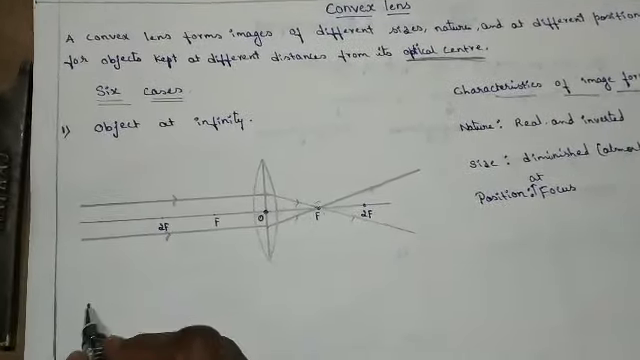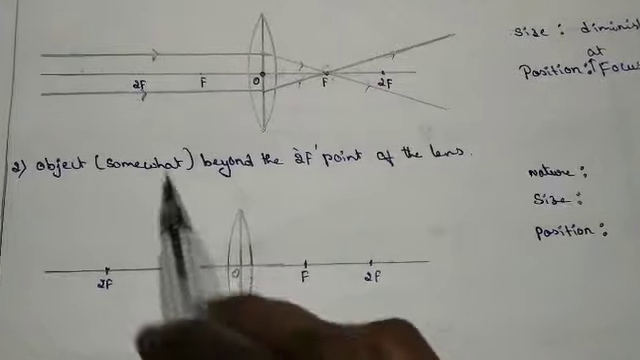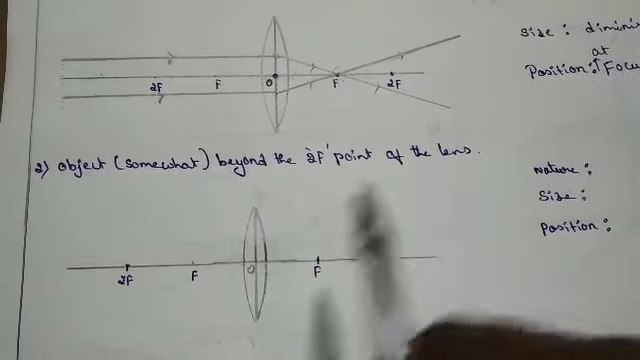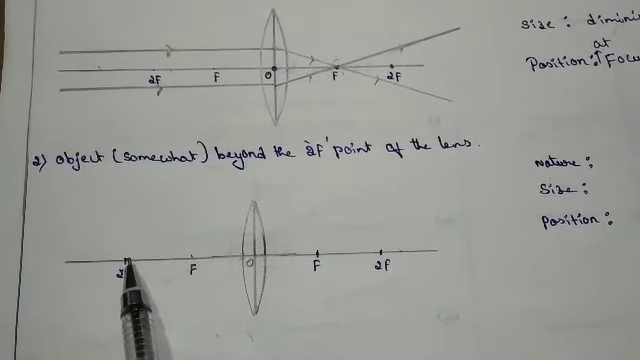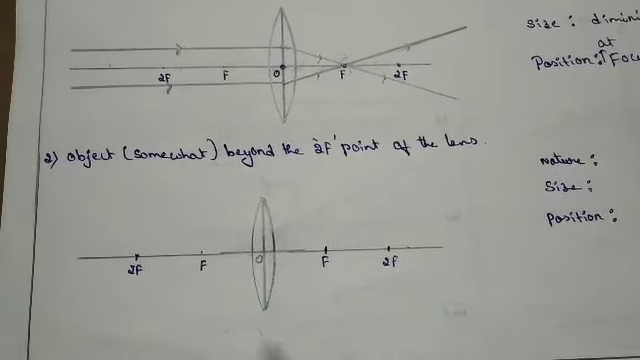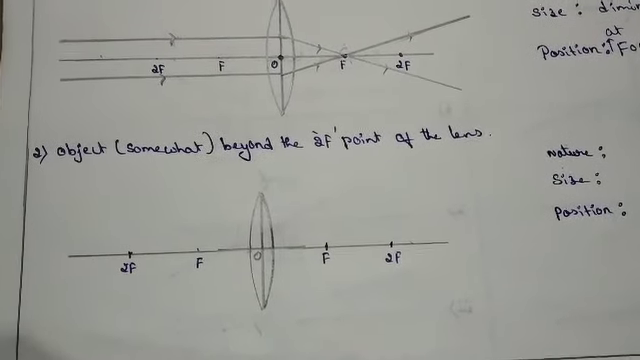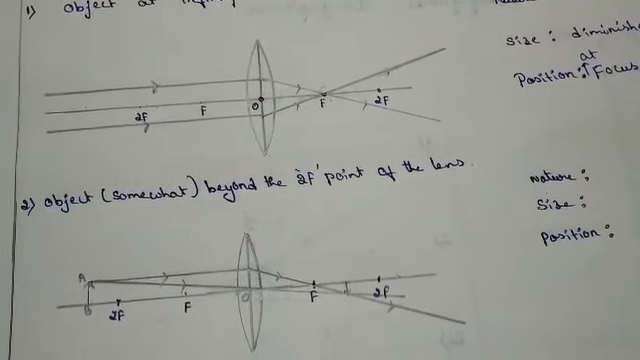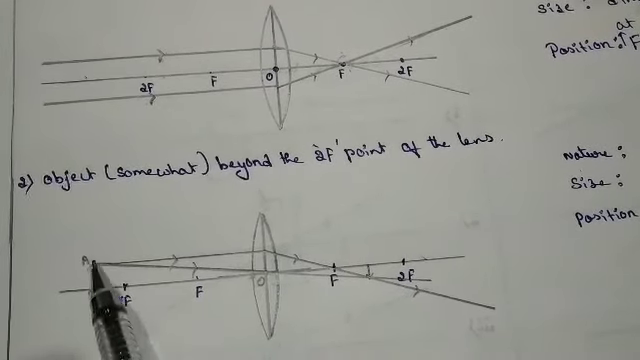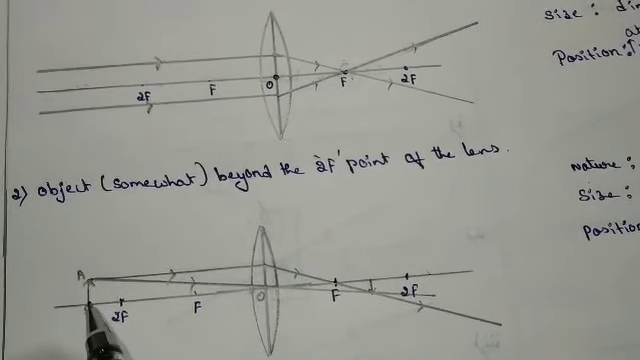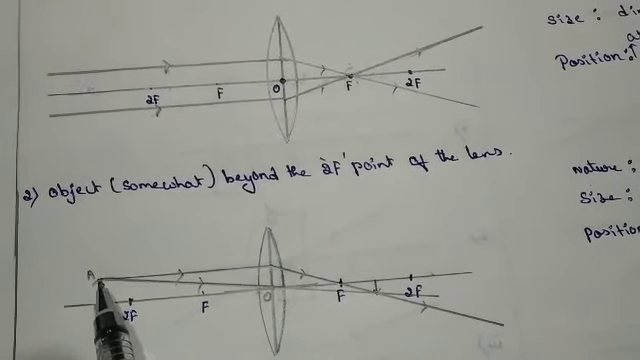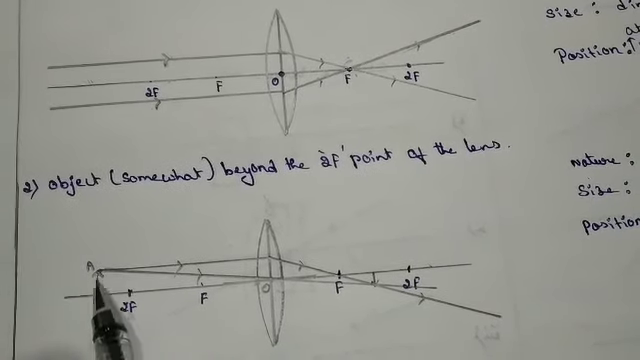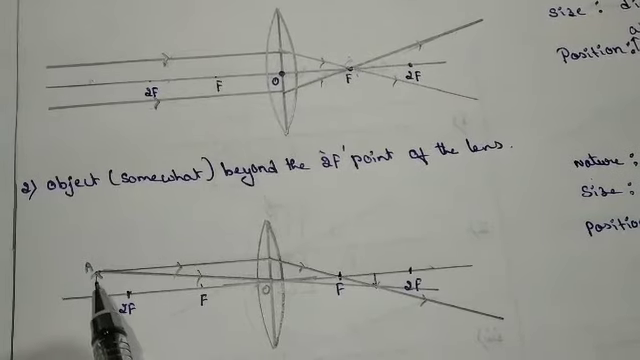So we'll move to the second case. Here the object is somewhere beyond the 2f point of the lens. So here we are going to keep the object beyond 2f. The skeletal diagram is ready, so we'll do the ray diagram. Here you can clearly observe AB is the object kept beyond 2f. Here you have to take 1 centimeter; the height of the object should be 1 centimeter, children.